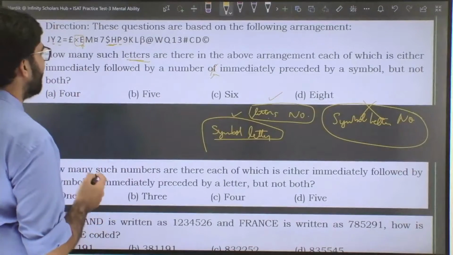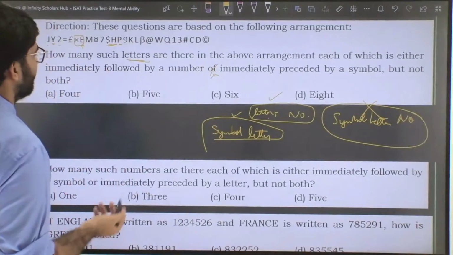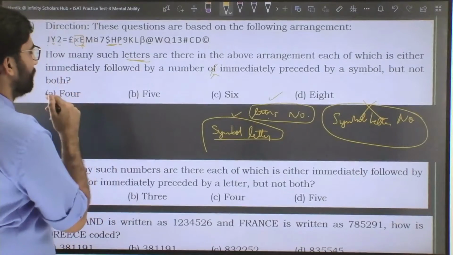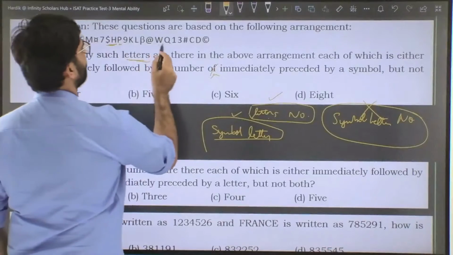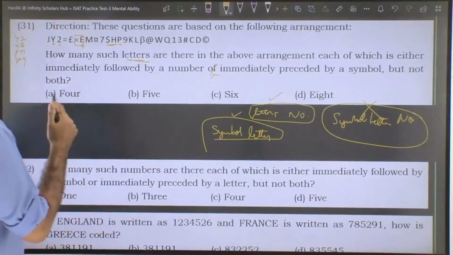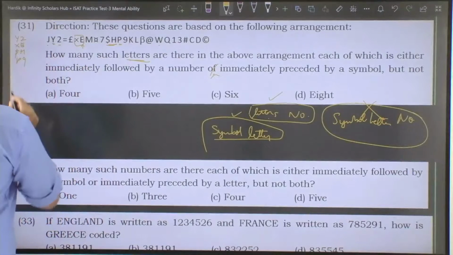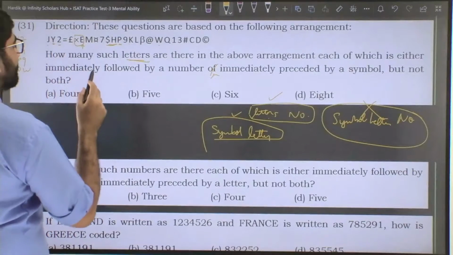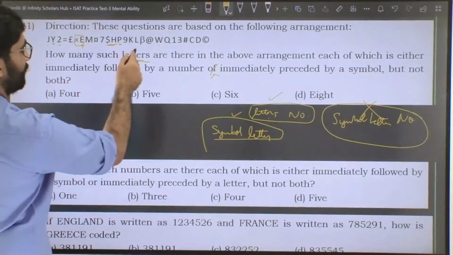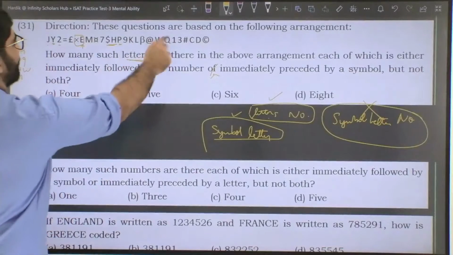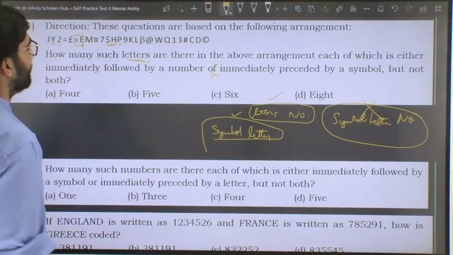Next, move on to L. After L, a number should be there, but no, a number is not there. And before L, there should be a symbol. No, there is no symbol. Let's move on to W then. After W, there should be a number. No, a number is not there. And before that, there should be a symbol. Yes, a symbol is there. So at the rate and W, this is one more pair. Then Q and 1. Yes, you have a letter and a number after it. And before that, there is no symbol. So definitely we will be considering that.